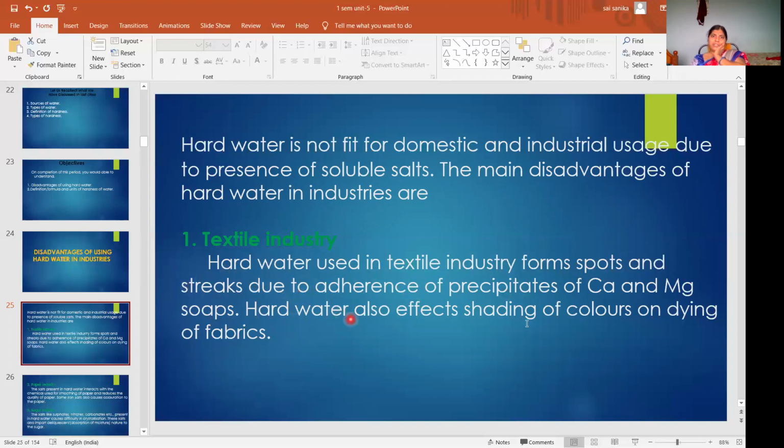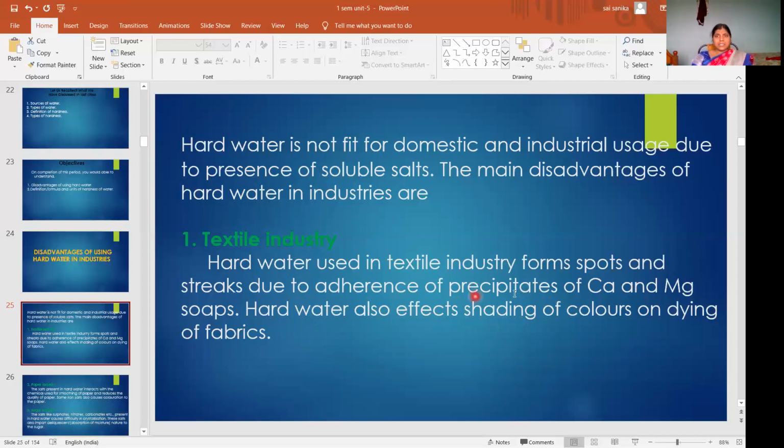And it also affects shadings of colors. So in dyeing, for coloring, what happens? You will use different colors for the fabric. So there, the color will be shaded. If you want to get a dark color, some mixing of these salts and colors will take place, and the color will be shaded out.